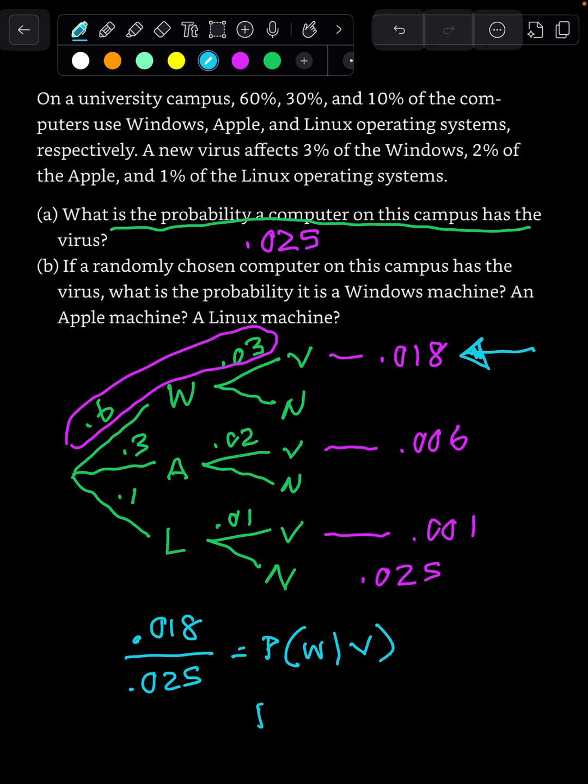So the probability that it's an Apple machine given that it has the virus is the probability of an Apple machine having the virus divided by the probability of a machine having the virus. So work those out on the calculator, get your answer, but that is how I would go about using a tree diagram to solve this problem. I'll solve it again, but this time I will use a two-way table to help you figure that out.